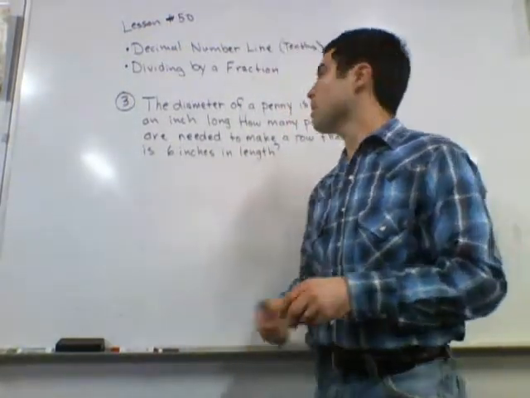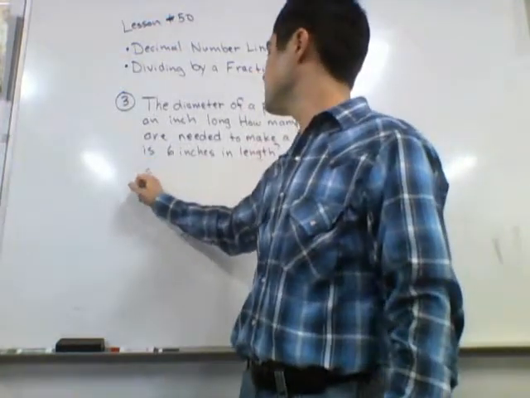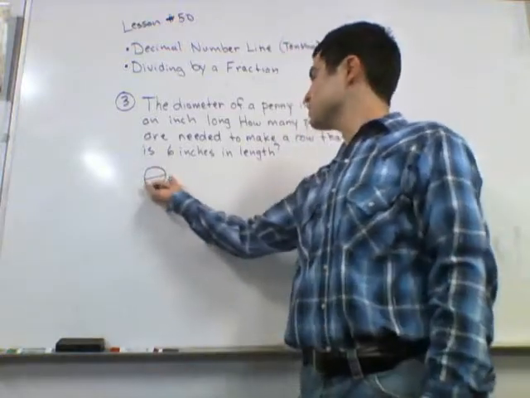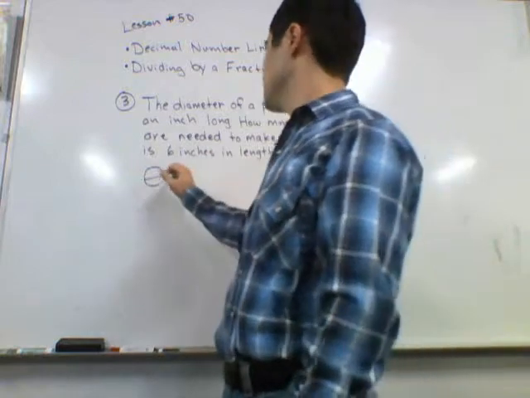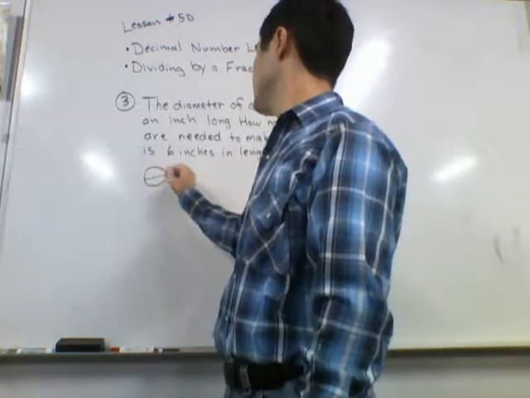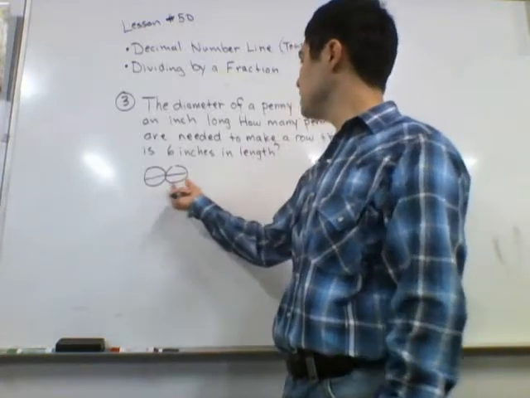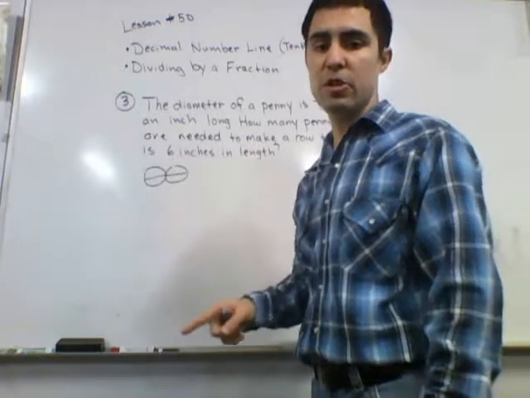Alright, here's another problem. The diameter of a penny is 3/4 of an inch long. So if you see a penny, diameter is distance across. So the distance across one penny would be 3/4 of an inch. Alright, so if I had a bunch of pennies lined up, how many pennies would it take to make a row of pennies that is 6 inches long?